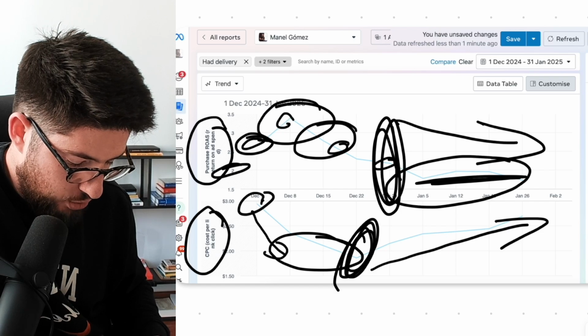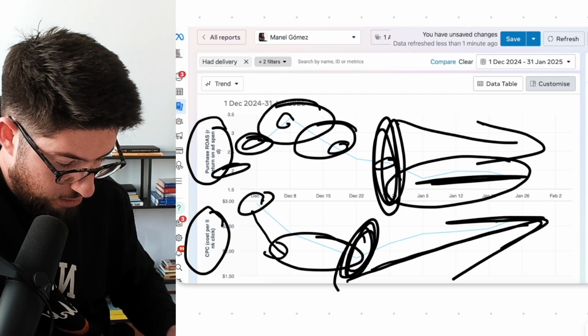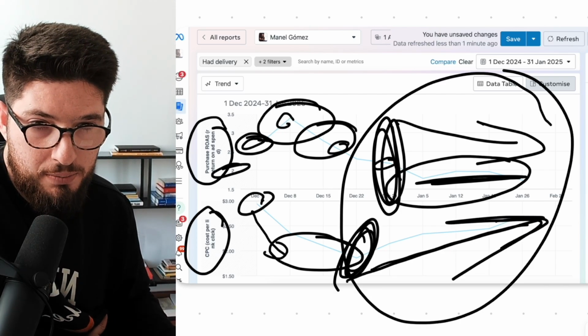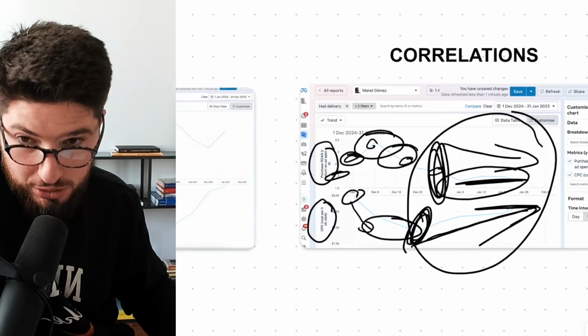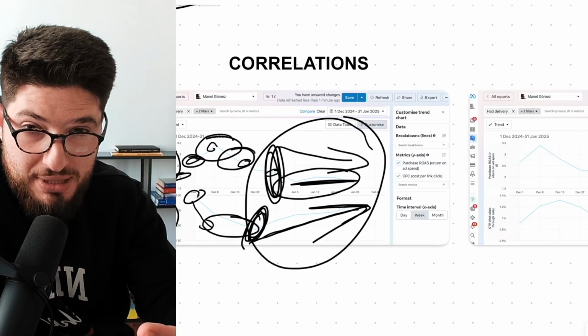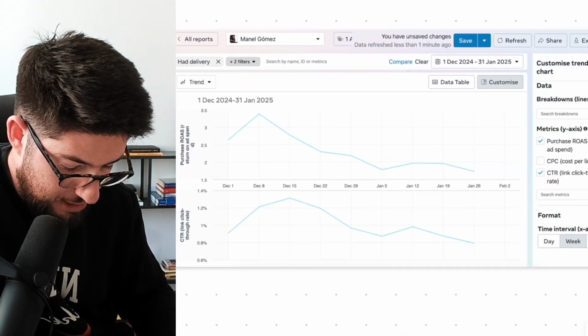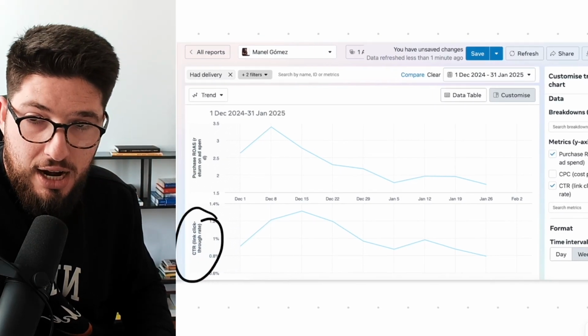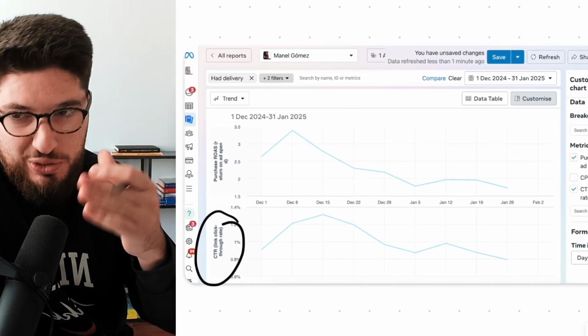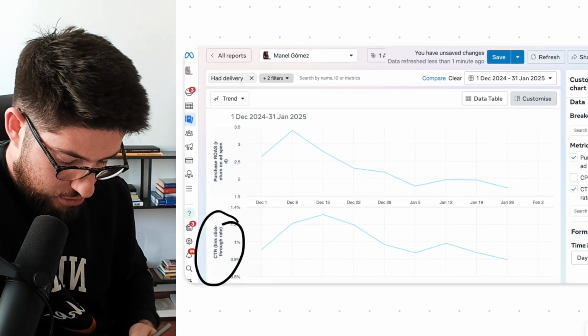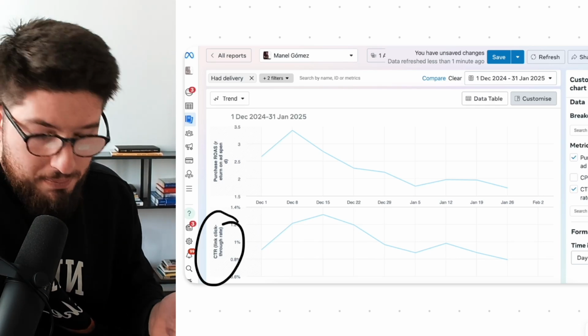My CPC starts to go up here. Boom, goes up. Okay, there's something in here. And then after that, you have to go deeper and see why is my CPC going up? And you would do the same thing again for CTR and for CPM. Because remember, CPC is CTR and CPM. So from this case, it was not the CPM, it was the CTR.